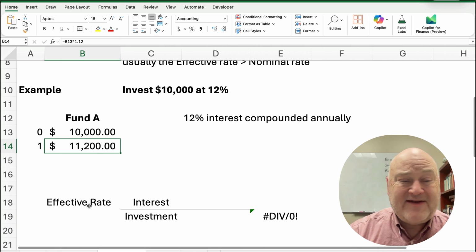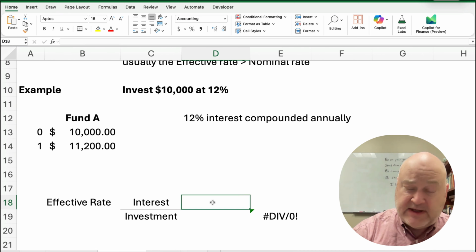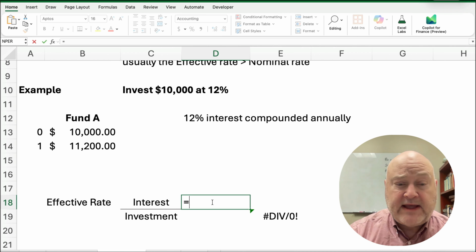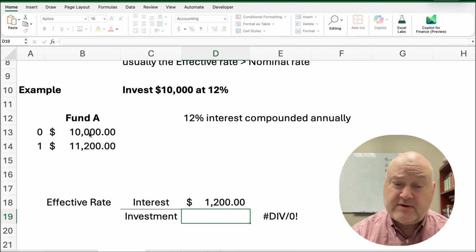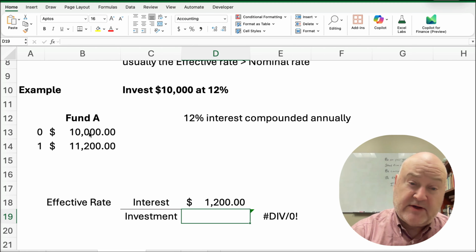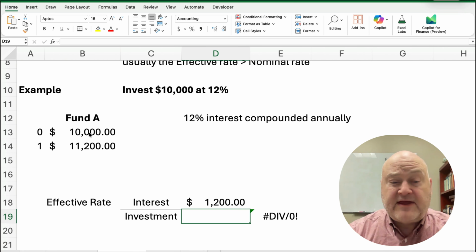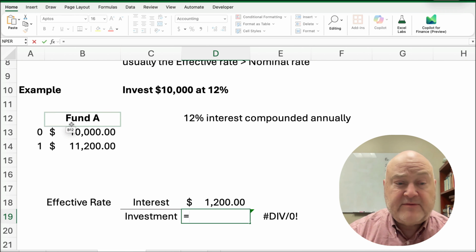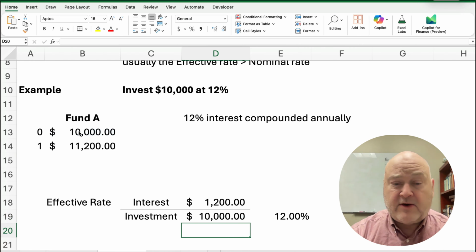So to calculate the effective rate, let's do the interest. Well, we had 11,200, but we started with 10,000, so we must have earned 1,200. That 1,200 is the 12% times the 10,000, and our original investment is 10,000. So we earned a perfect effective rate of 12%.